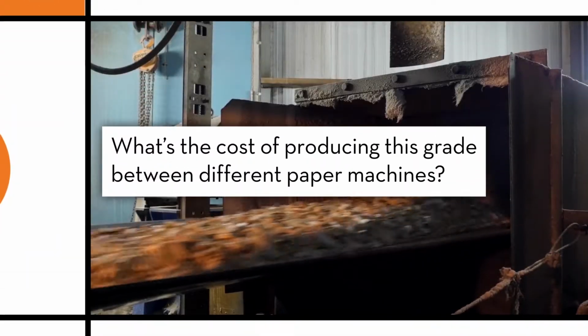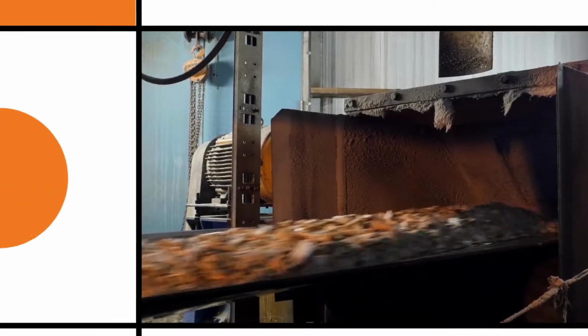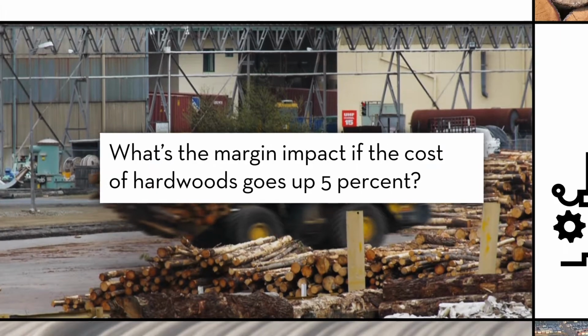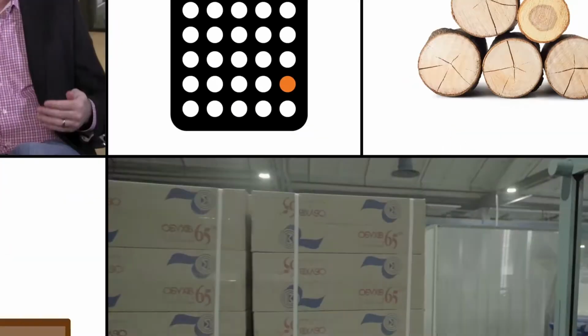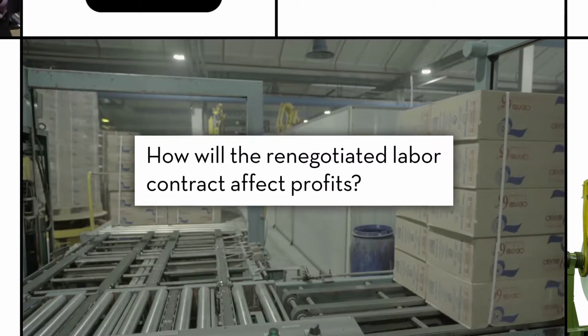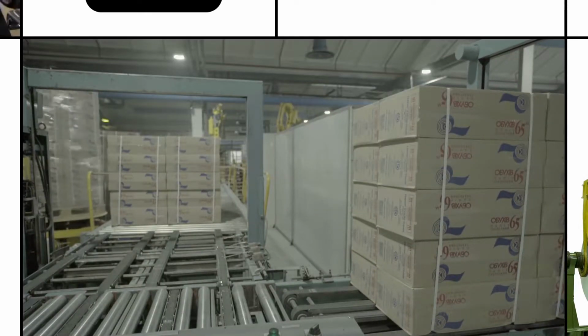What's the cost of producing this grade between different paper machines? What's the margin impact if the cost of hardwoods goes up 5%? How will the renegotiated labor contracts affect profits? These are some of the burning questions for paper company CFOs.